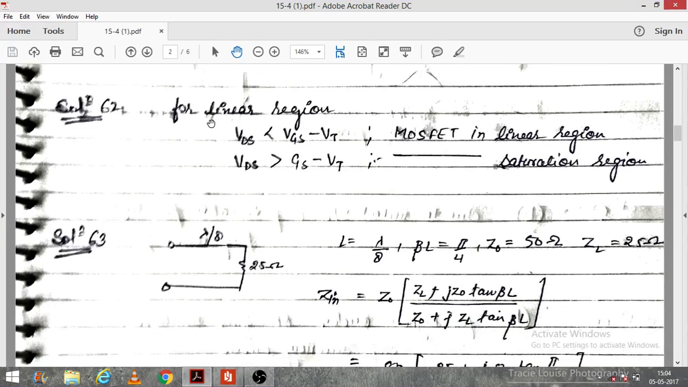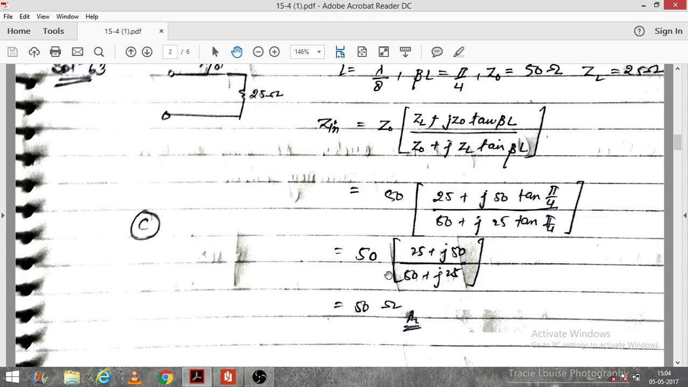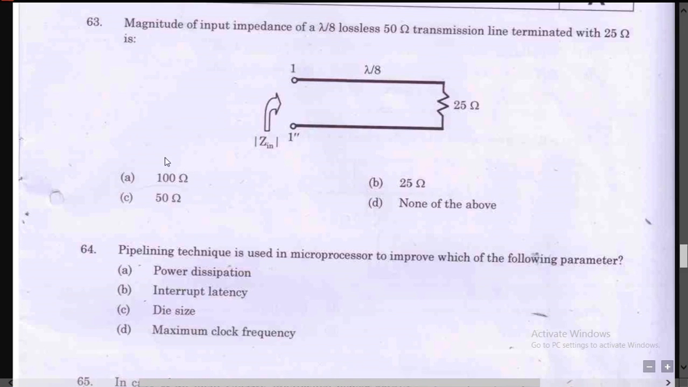So we have L equal to lambda by 4, beta L equal to pi by 4, Z0 equal to 50 ohm, ZL equal to 25. By simply putting them in the formula, Zin is equal to Z0 times (ZL plus jZ0 tan beta L) over (Z0 plus jZL tan beta L). By putting in the data from this question, we can easily get option C, that is 50 ohm.